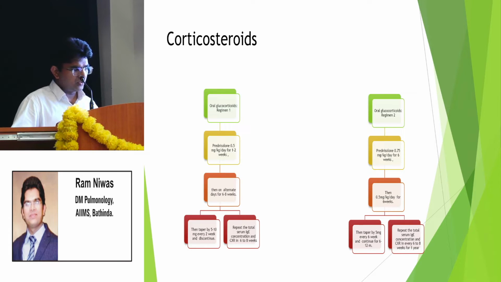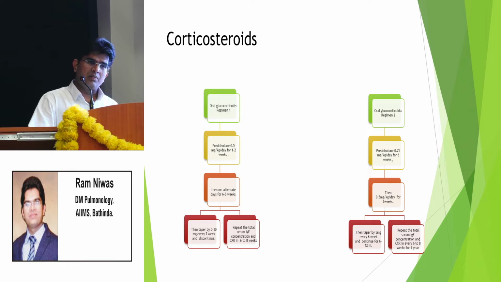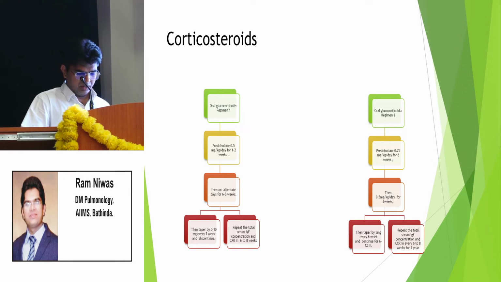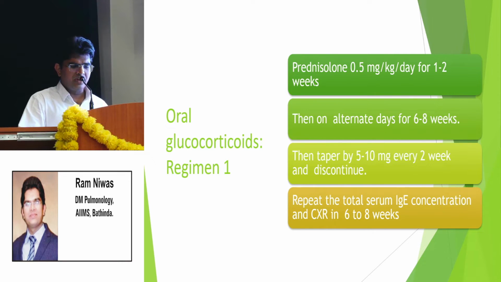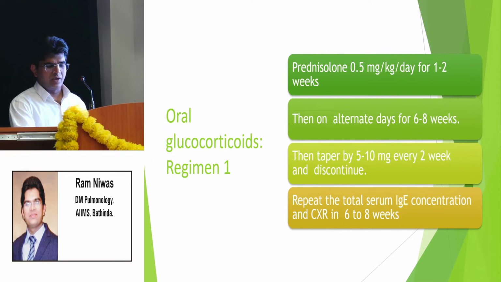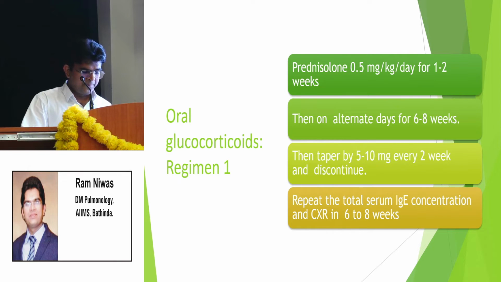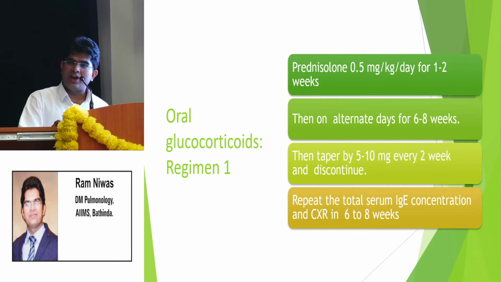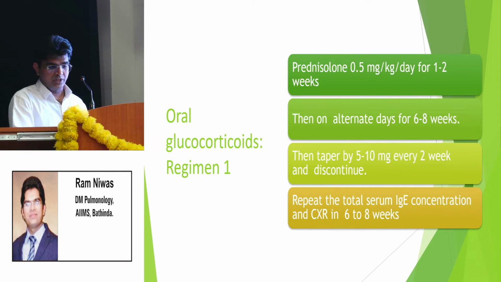So in corticosteroid we have 2 regimens, regimen 1 and regimen 2. Regimen 1 is a milder dose with lower duration, while regimen 2 is given at a higher dose. In regimen 1 we give prednisolone 0.5 mg per kg per day for 1 to 2 weeks, then on alternate day for 6 to 8 weeks, and then we can taper 5 to 10 mg every 2 weeks and discontinue. And we should do the repeat chest X-ray and serum IgE after 6 to 8 weeks of therapy.